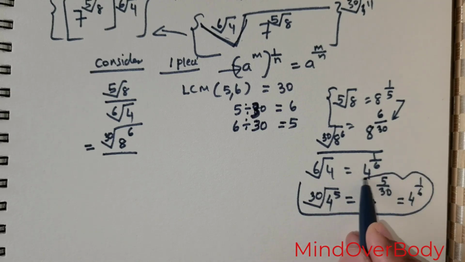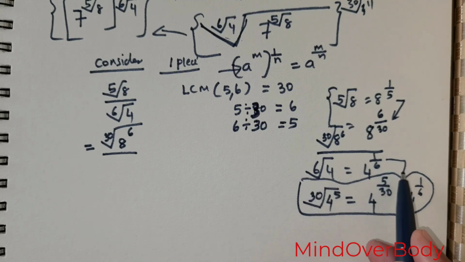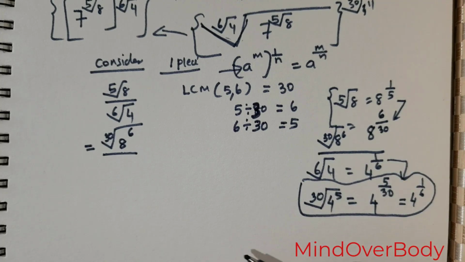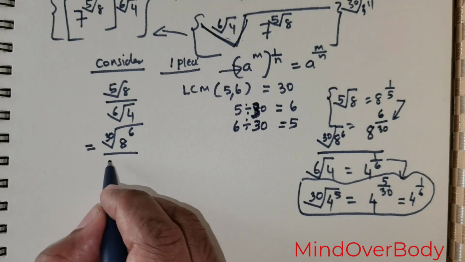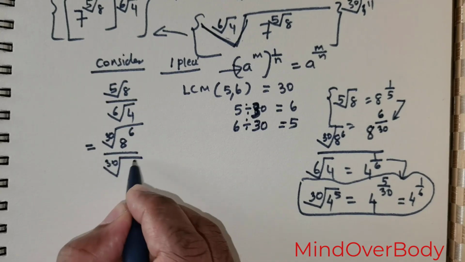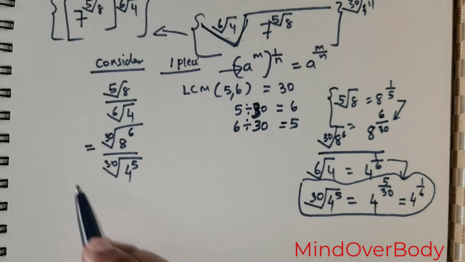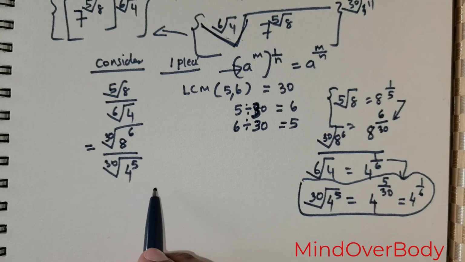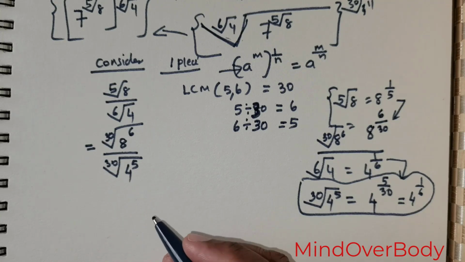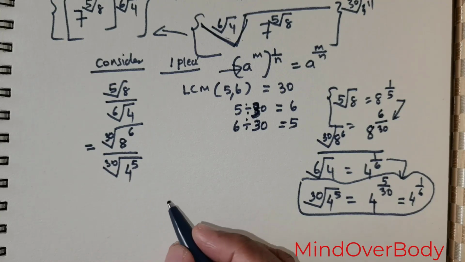Now I'm doing some changes. Why? To facilitate us solving the question. That is the main reason. So this is going to be the 30th root of 4 raised to the power 5. So after achieving this change, now comes the simplification part. I need to achieve the simplification.